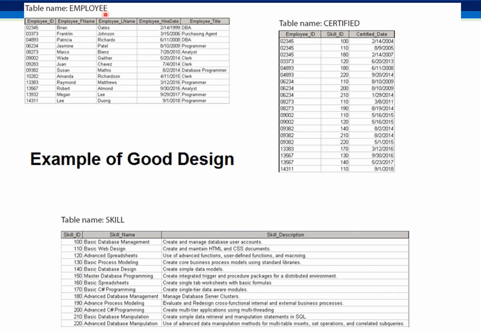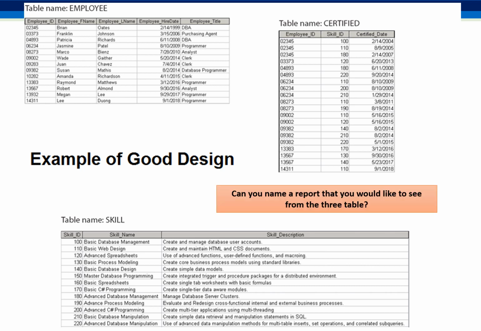So we have a table named employee, certified, and skill, and the fields, for us column names still, but they're called fields, then organize it so it only collects what it has in common for that particular field, or we call them attributes when we get into database design. So certified has its own, employee has its own, right? Skill has its own. Now, as you're looking at these 3 tables, can you name a question that you would like to see from these 3 tables?